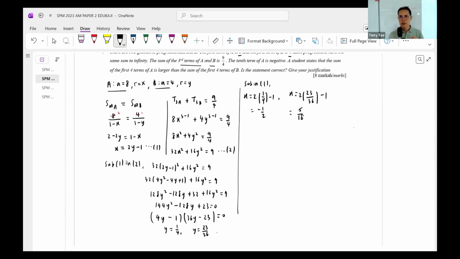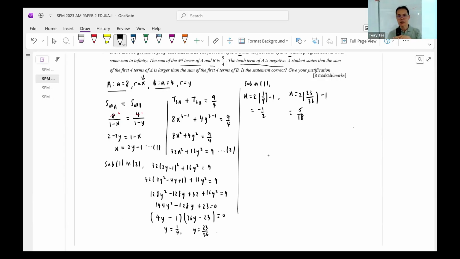Okay. So now, the question said the 10th term of A is negative. Remember, R is your common ratio, right? In order for you to get a negative value, your common ratio must be negative, isn't it? I say this again. The 10th term of A is negative.